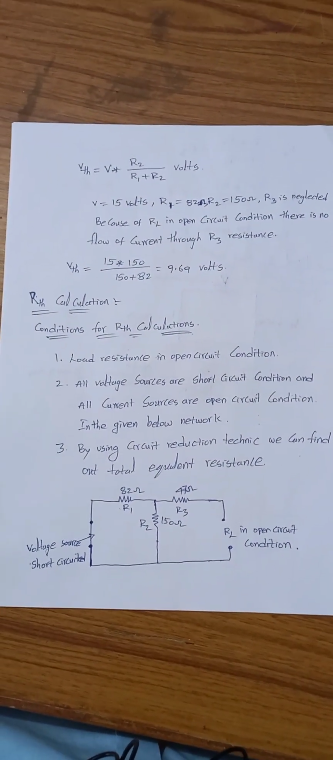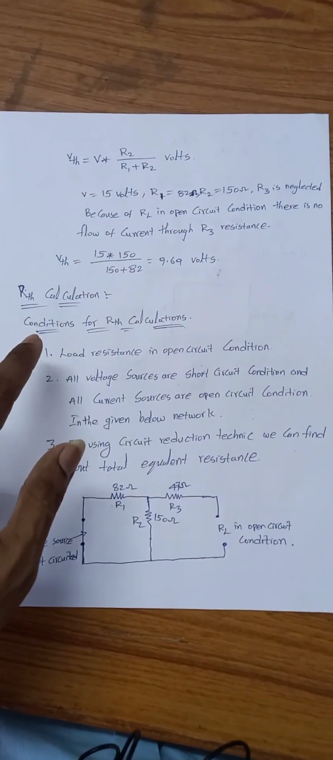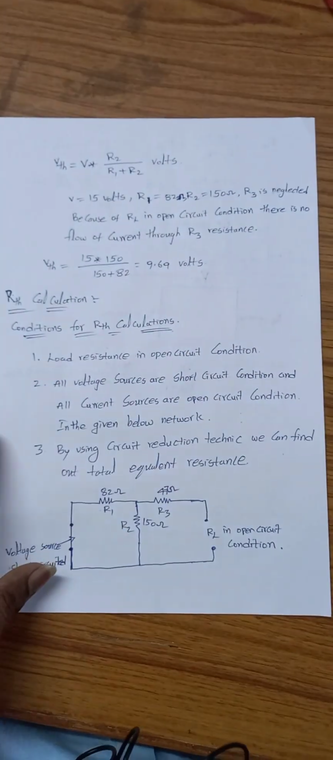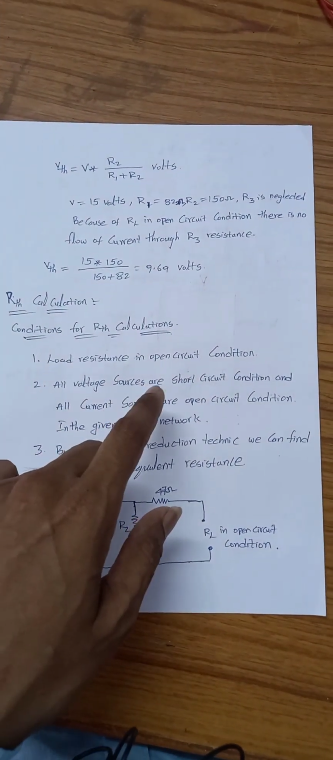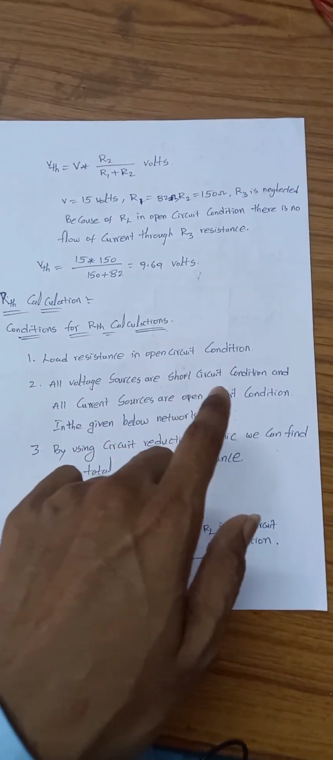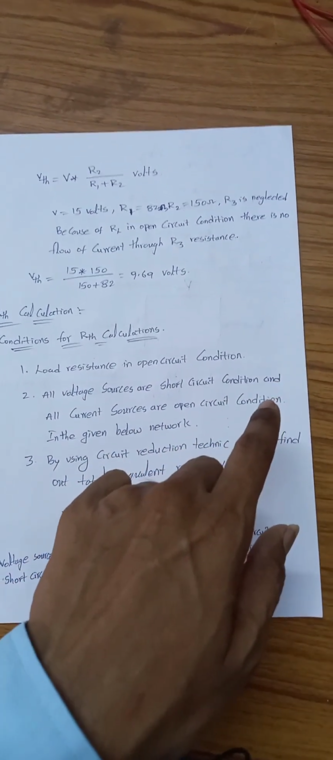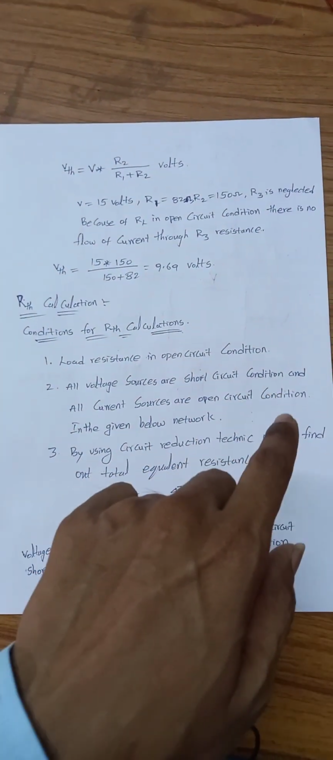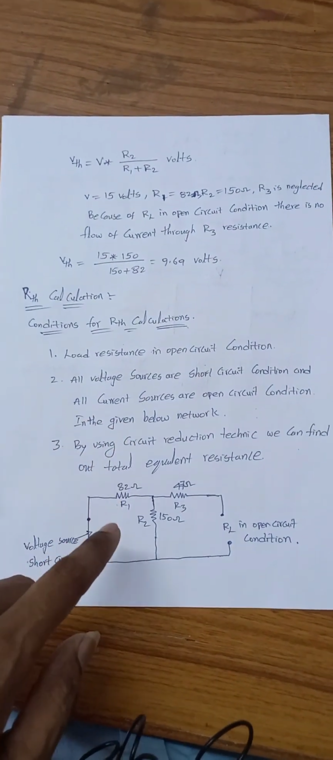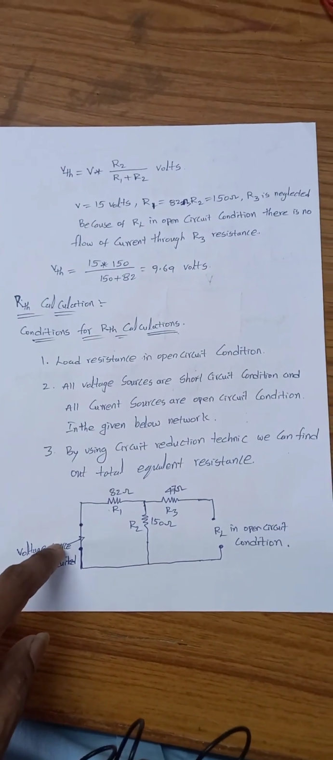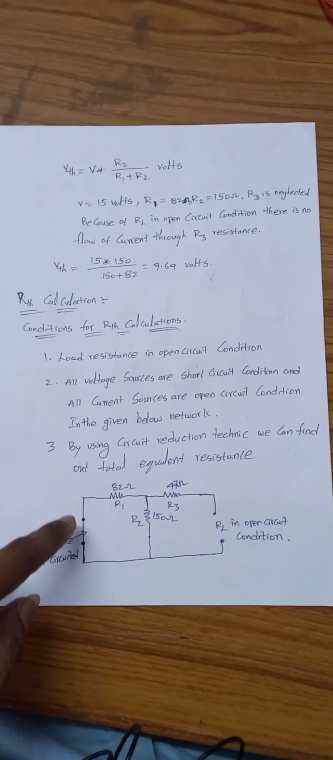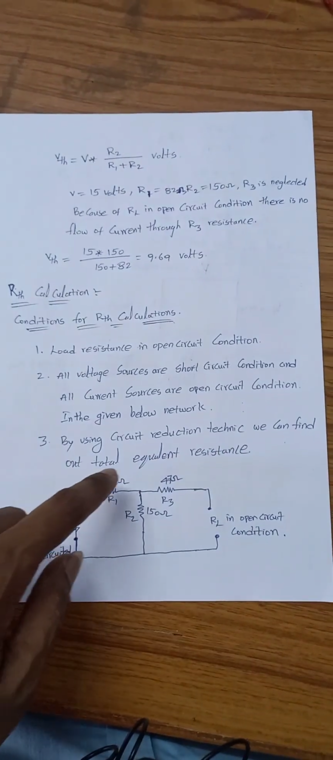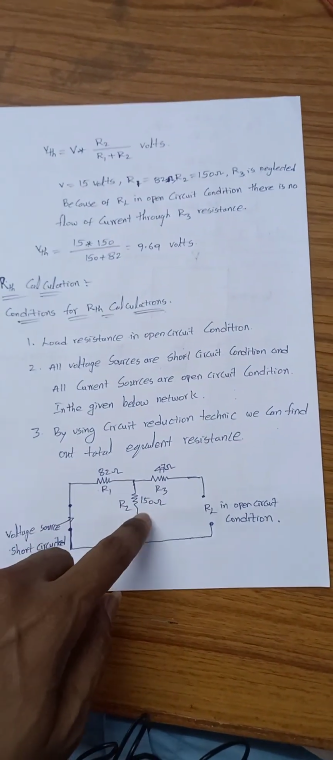Then we are going to do the R Thevenin calculation. So the conditions for R Thevenin calculation: first, load resistance in open circuit condition. If any voltage sources are there in the network, all the voltage sources we are going to put in short circuit condition. If any current sources are there in the network, all the current sources are in open circuit condition. So in the given circuit you can observe we have only a voltage source, so that's why we can put the voltage source in short circuit condition. So by using the circuit reduction technique we can find the total equivalent resistance in this network simply.